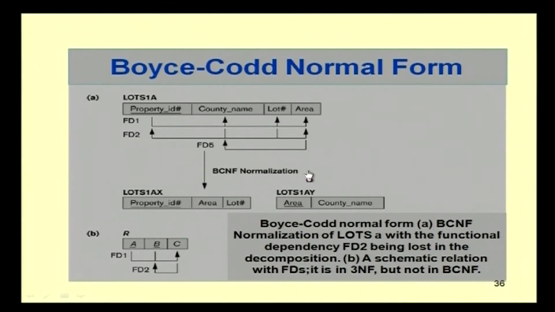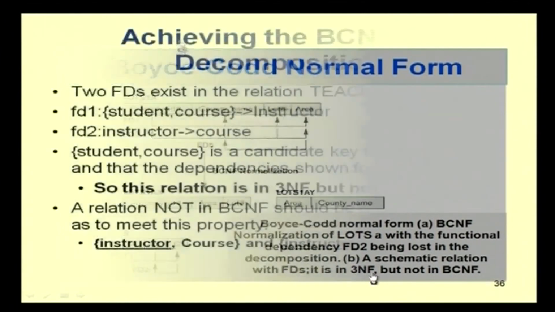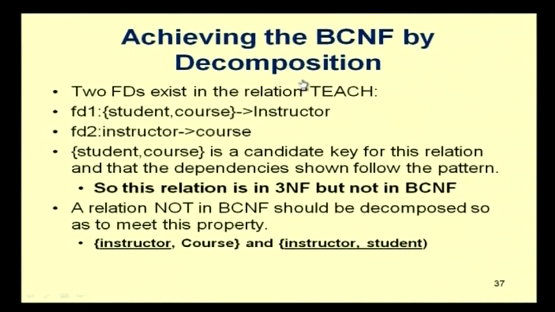So, if you do BCNF normalization, you will get property ID, area, lot, and you will have area and county name. So, BCNF normalization of lots comes with functional dependency FD2 being lost in the decomposition. This is a schematic of FDs; it is in 3NF but not in BCNF. You achieve BCNF by decomposition.